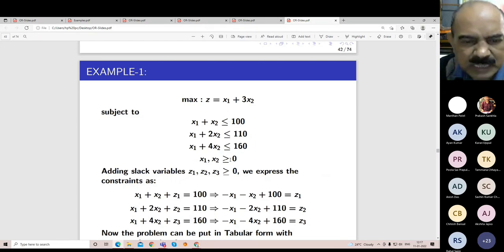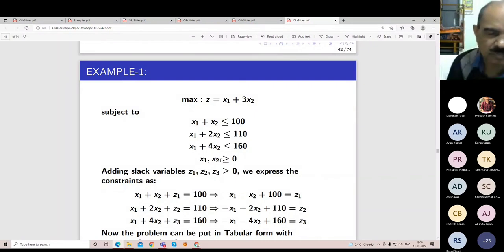If nothing is mentioned about x1, x2, they can be positive or negative. But in the formulation it is given that these x1, x2 are non-negative. Nothing mentioned means they can be negative also, but here they are non-negative.